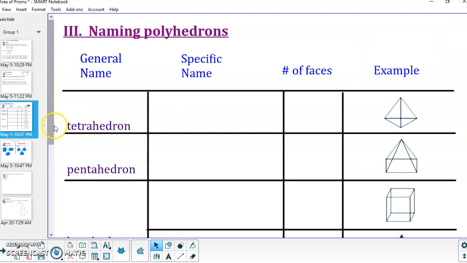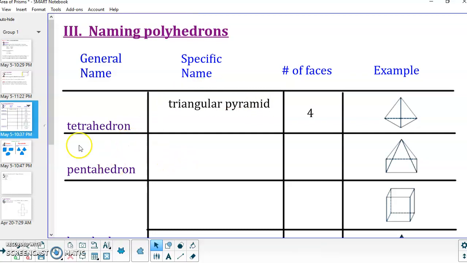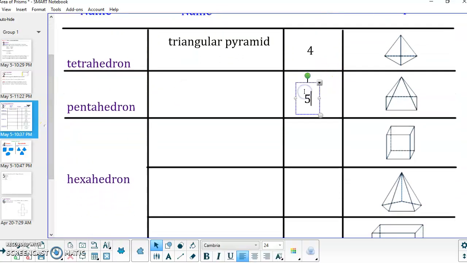So the first one is a tetrahedron. Tetra means four. So the number of faces that we would have here is going to be four faces. This is actually, for us, what we would call a triangular pyramid. The base is a triangle, and it's a pyramid because the faces all meet here at the vertex. So again, I would call this a triangular pyramid. Now, a pentahedron, penta means five, so there's going to be five faces for this.